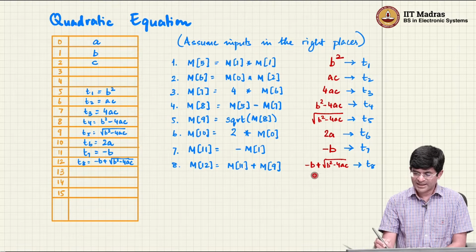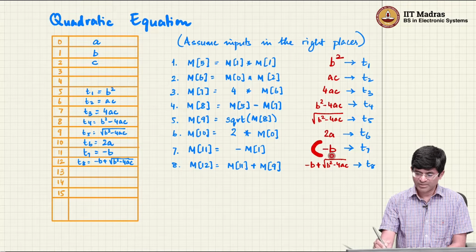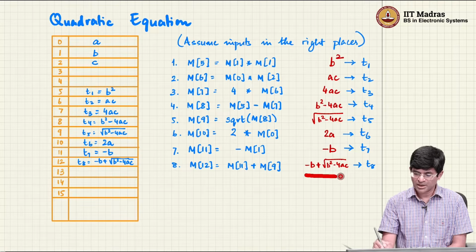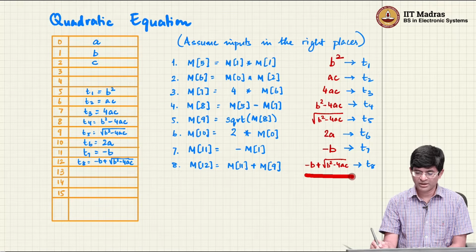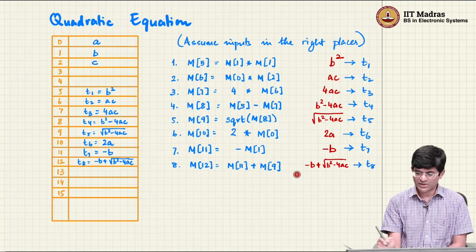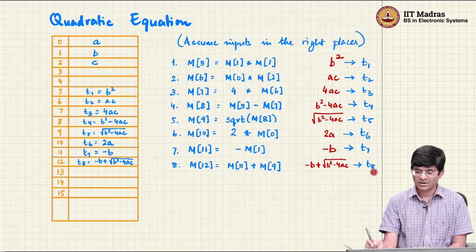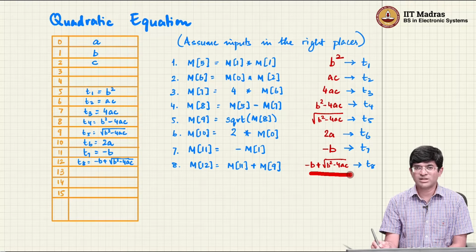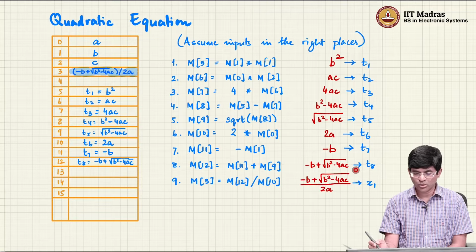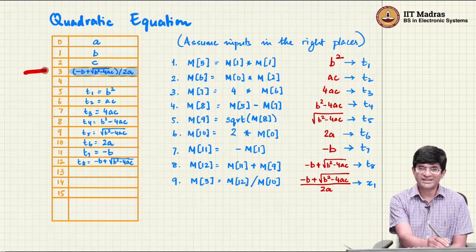Step 8 basically says, okay, very good, now I have minus b out here, I have the square root of b squared minus 4ac out here, compute minus b plus the square root of b squared minus 4ac, just one of the values. So M12, which stores the value T8, now has minus b plus the square root of b squared minus 4ac. Great. Now I am all set to compute x1. And remember, where does x1 go? It goes back into M3.